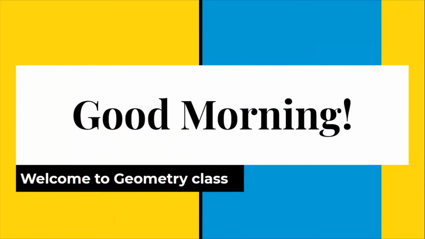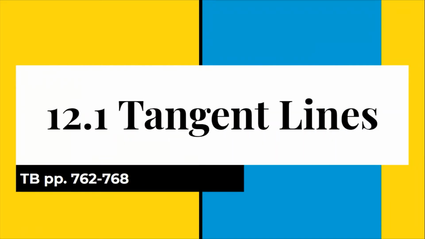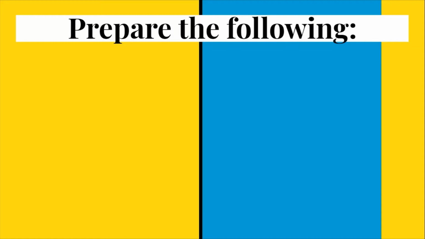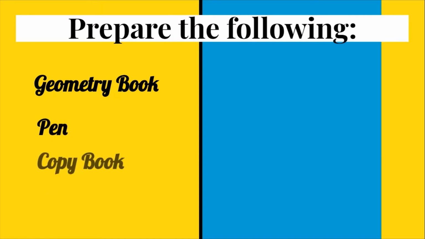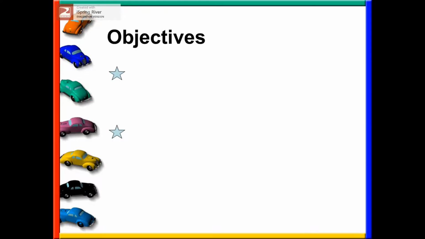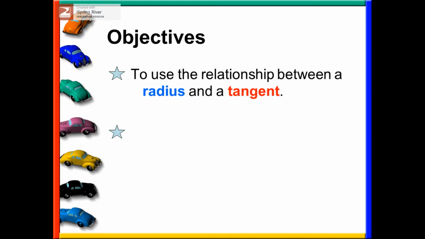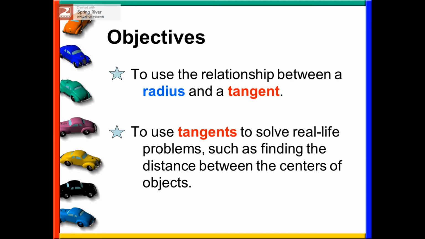Welcome to Geometry class. From this week, our lesson is from Chapter 12, Lesson 1. It's about tangent lines. This is from your textbook pages 762 to 768. Before we start, I want you to prepare the following: your geometry book, your pen, and your copybook. Our objectives: to use the relationship between a radius and a tangent. Next, to use tangents to solve real-life problems such as finding the distance between the centers of.